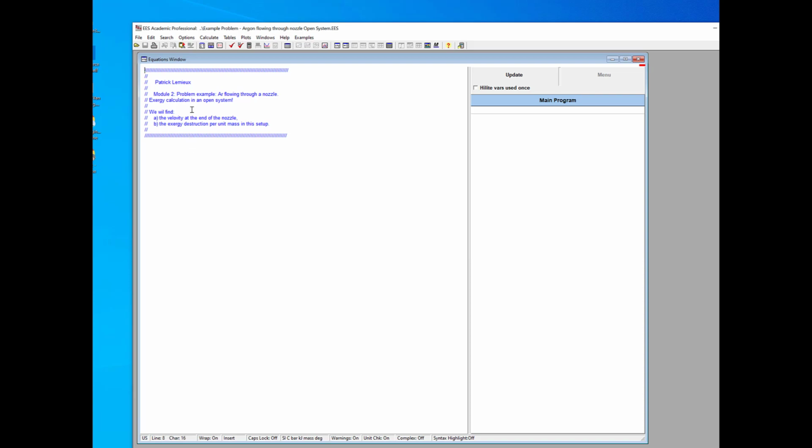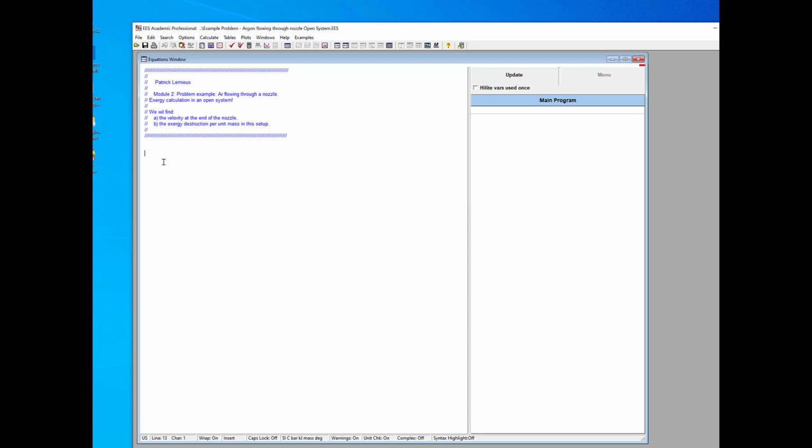Got my little header here. This is a description of the exact same problem we've been talking about earlier on in the OneNote part of the video. What we're trying to find here is the velocity at the end of the nozzle and the Exergy destruction per unit mass that happens in that particular case. And what we did previously in OneNote is establish a system of equations that we need in order for us to solve that. And EES is going to do all the hard, tedious algebra for us, so we don't have to worry about that.